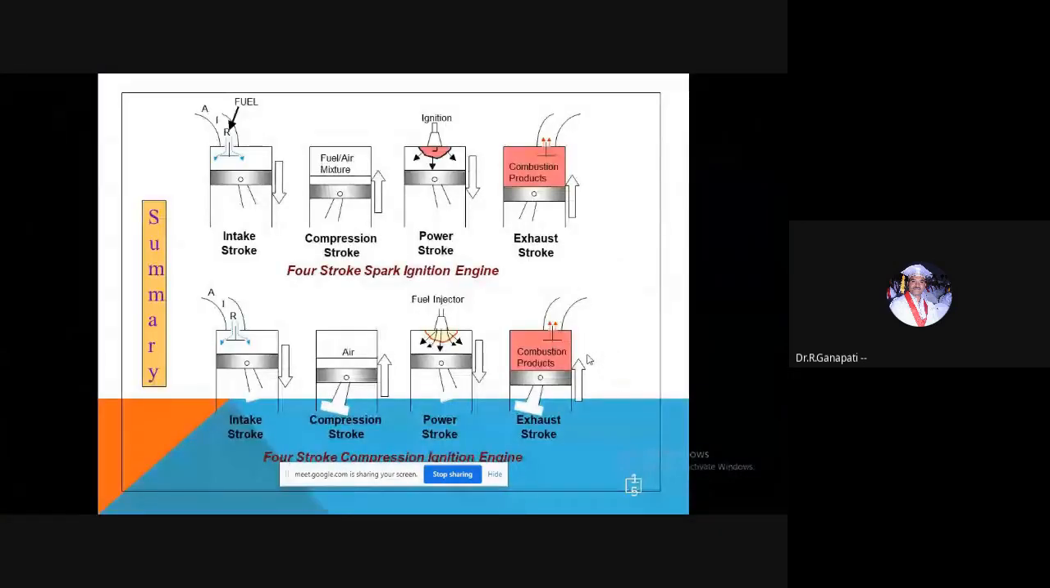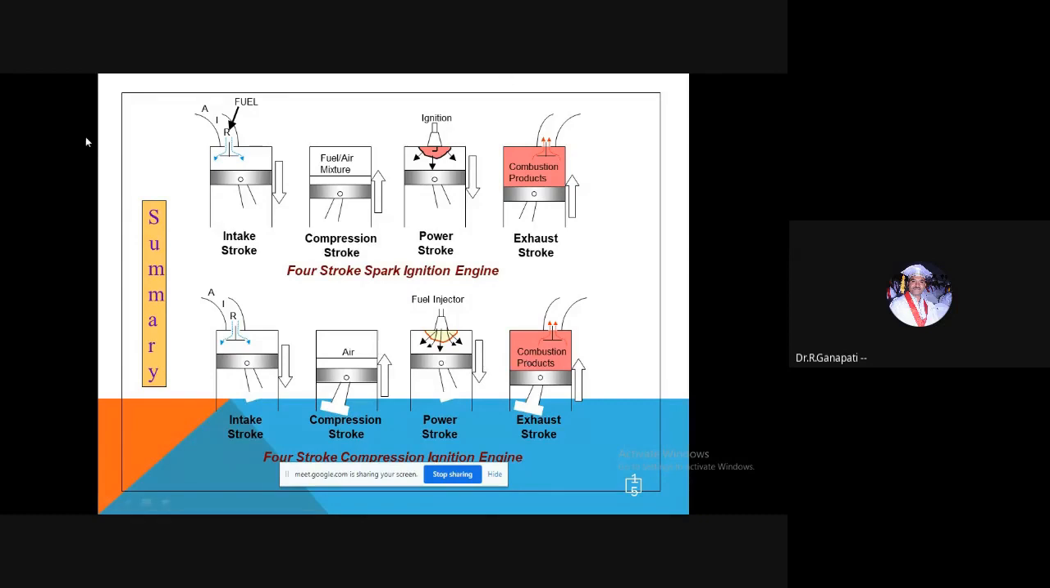Okay. So coming to the difference, from the summary point of view, the 4-stroke spark ignition engine and the compression ignition engine. In the spark ignition engine, in the suction stroke, the air fuel mixture will enter.